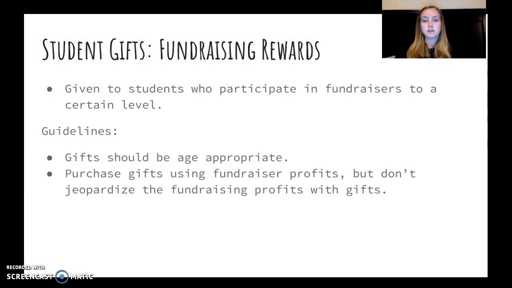So again, student fundraising rewards are given to students who participate in these fundraisers and achieve a certain level of participation. The guidelines for these kinds of gifts are pretty simple. First, they need to be age-appropriate gifts, so we don't want to be giving students anything that isn't appropriate for their age group. And the second is that principals or fundraising sponsors should be purchasing these gifts using the fundraiser profits. So these gifts will be purchased not from the general student fund or a student activity fund, but from the profits themselves.